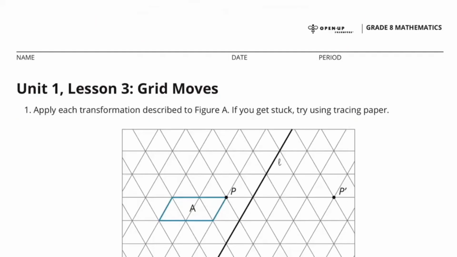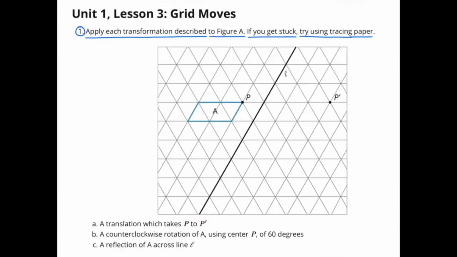Unit 1, Lesson 3, Grid Moves. Number 1, apply each transformation described to Figure A. If you get stuck, try using tracing paper. A translation which takes P to P prime.